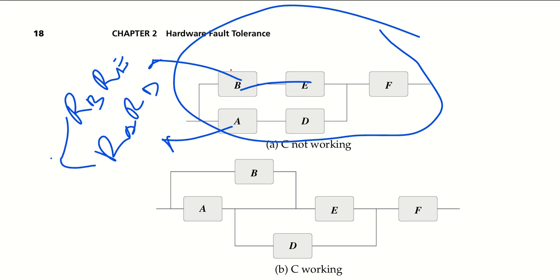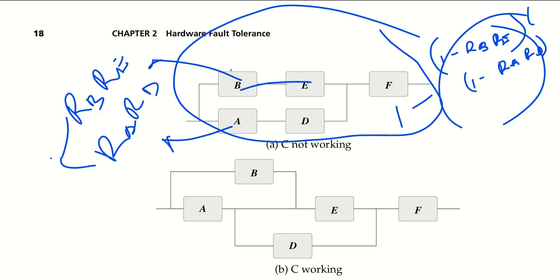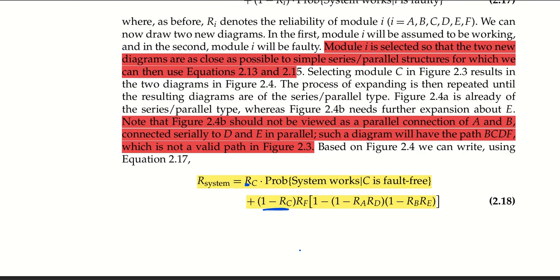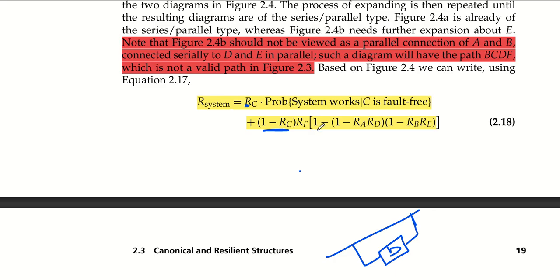So when you put them in parallel, you get what? 1 minus R of B R of E, all times what? 1 minus R of A R of D. Then this whole thing minus 1 minus it. Right. So that's what you see here. When you check, that's what you see here. Right. So those two are in parallel.